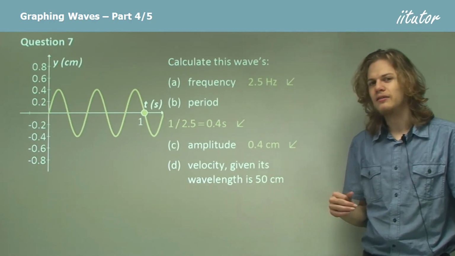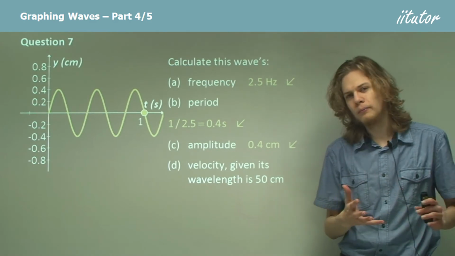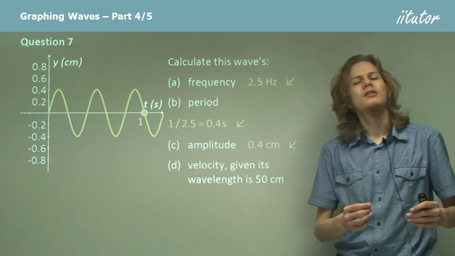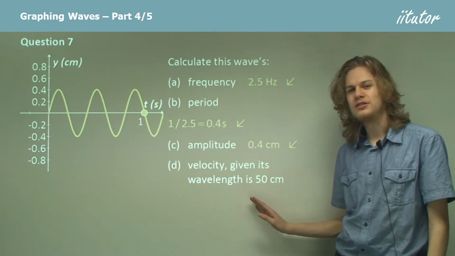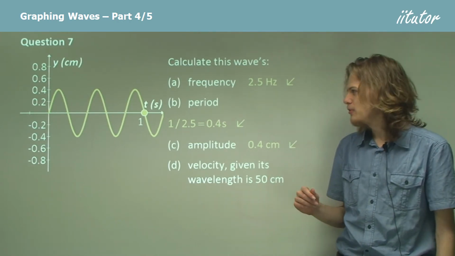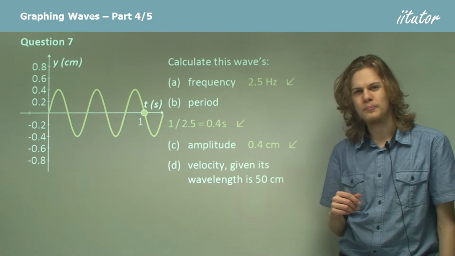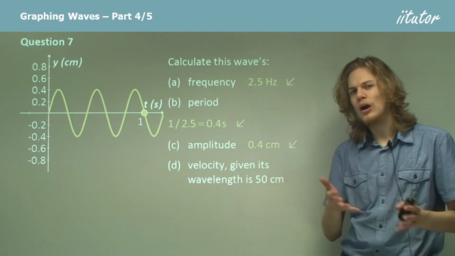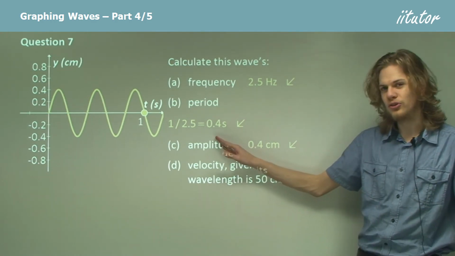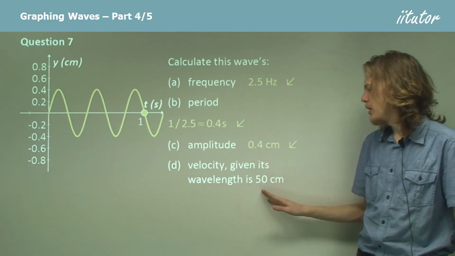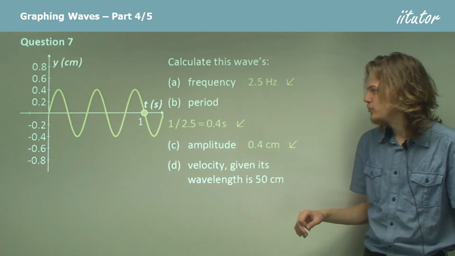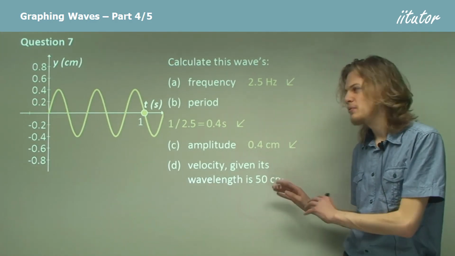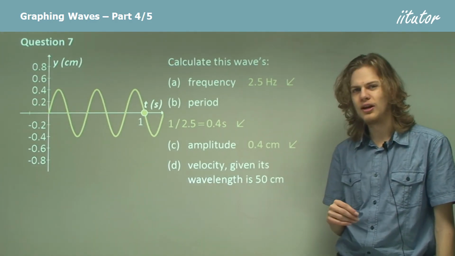So that means that if we were to look at the wave as a whole, and as it traveled, then the distance between two successive crests would be 50 centimeters. So how do we find the velocity of the wave? Well, we know that it travels one wavelength in 0.4 seconds. We know that one wavelength is 50 centimeters long. So our speed is 50 centimeters over 0.4 seconds.